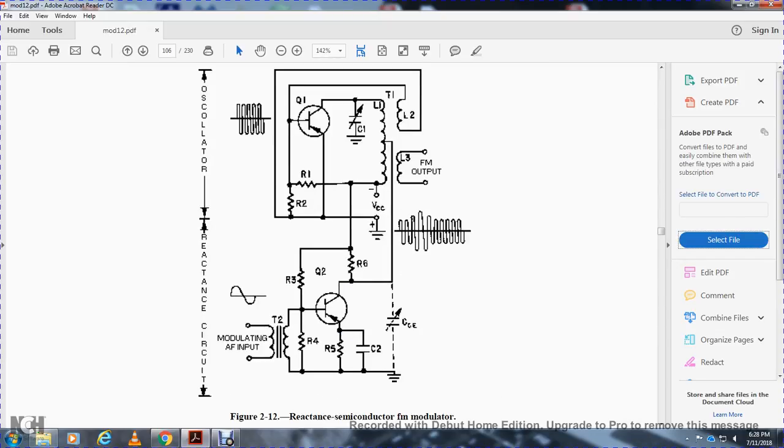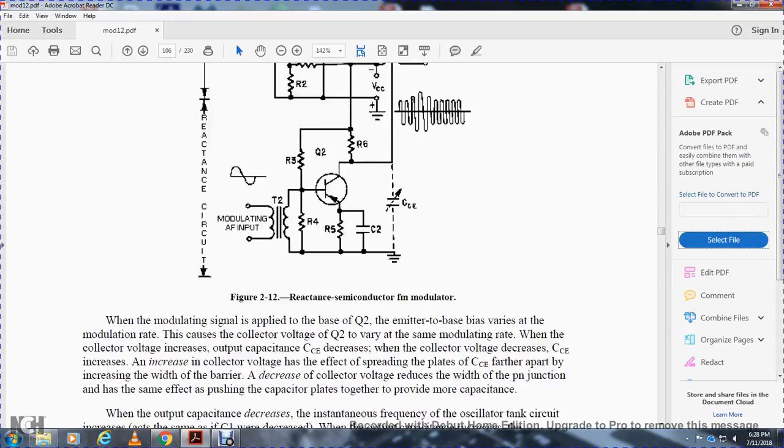The figure shows the semiconductor oscillator and reactance modulator circuit, with the audio frequency input through the transformer, resistors 3 and 4 forming the phase splitter, the transistor, the tuning capacitor, resistors 5 and 6, and the collector-emitter capacitance. The oscillator wave goes through resistor 1 and resistor 2, transistor 1, capacitor 1, and inductor coil 2, and the transformer and inductor coil supply the FM output.